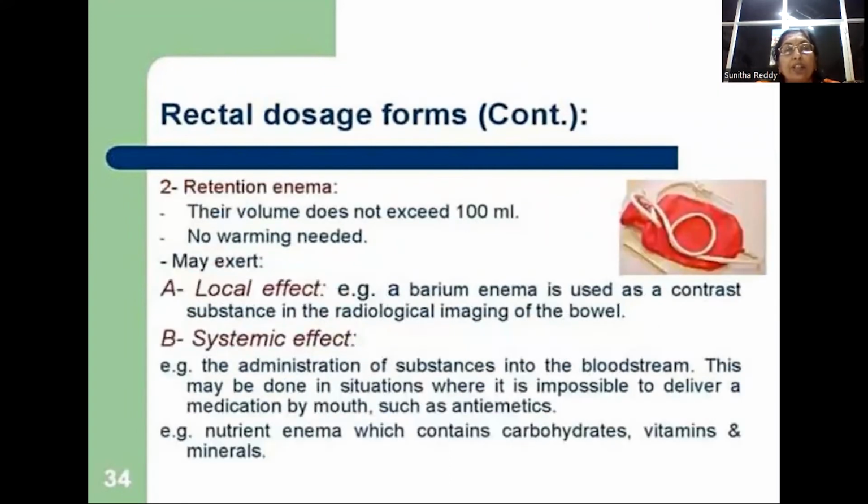Second are retention enemas. Retention enemas are used for a local effect or systemic effect. Their volume does not exceed 100 ml. No warming is needed. A local effect example is the barium enema, used as a contrast substance in the radiological imaging of the bowel. Systemic effect is the administration of a substance into the bloodstream. This may be done in a situation where it is not possible to deliver a medication by mouth, such as an anti-emetic. Then there are nutrient enemas, which contain carbohydrate, vitamins, and minerals.